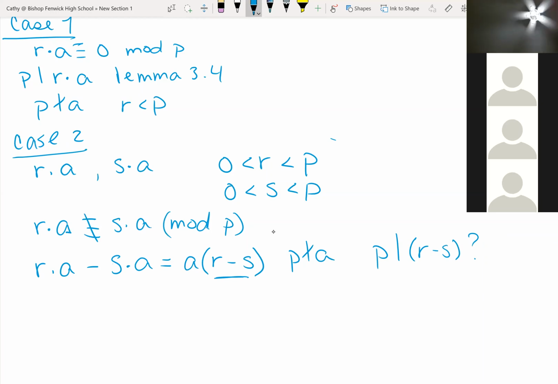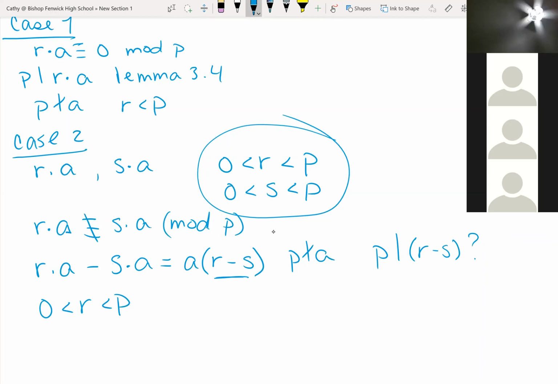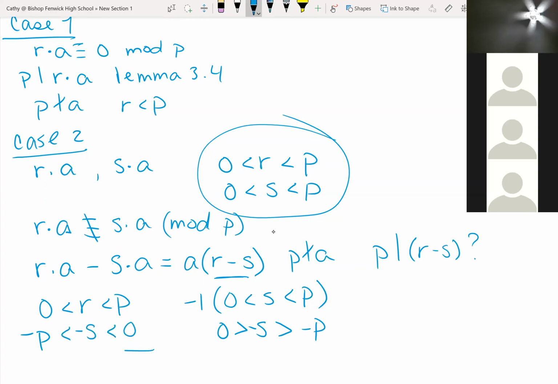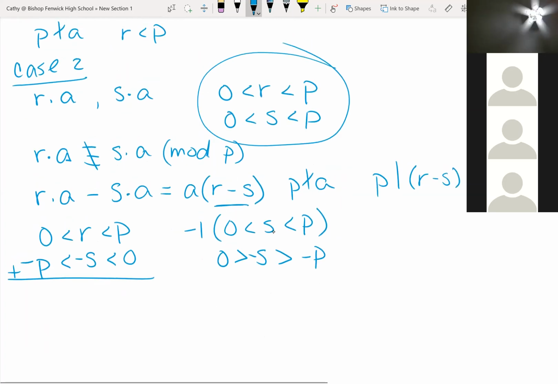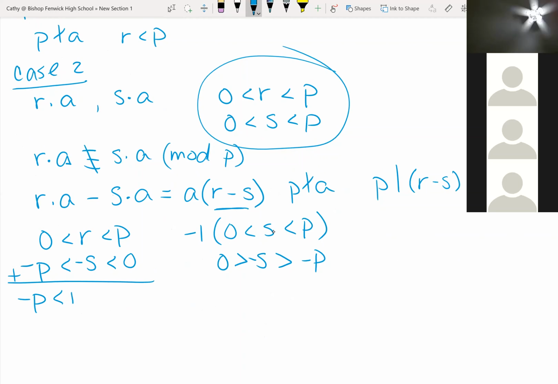So let's go back to these inequalities right here. So we'll keep this first one the same. And then I will multiply -1 times the second one. So that becomes 0 is greater than a negative S, which is greater than negative P. So I will change those so the inequalities are going the same way and write them over here on the left. So negative P is less than negative S is less than 0. Then I will add them. So we get negative P is less than R minus S, which is less than P.